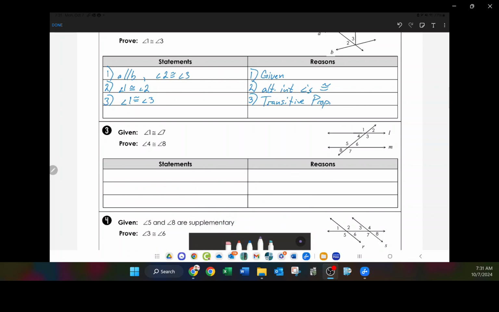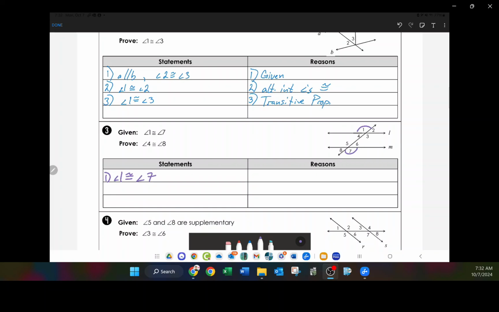All right, we are given that angle 1 is congruent to angle 7. So we're given that. We're trying to prove that angle 4 is congruent to angle 8. Now, there's a couple ways you can do this. Okay, there's only one way you can do this in 3 steps, but there are a couple ways you can do this. One, we know that 1 and 4 and 7 and 8 are supplementary.